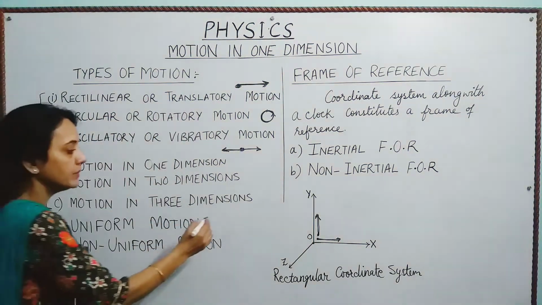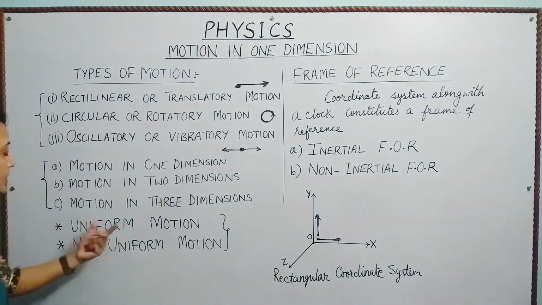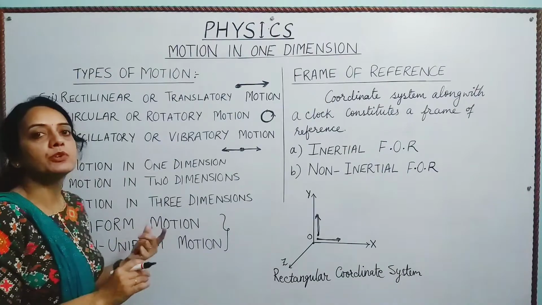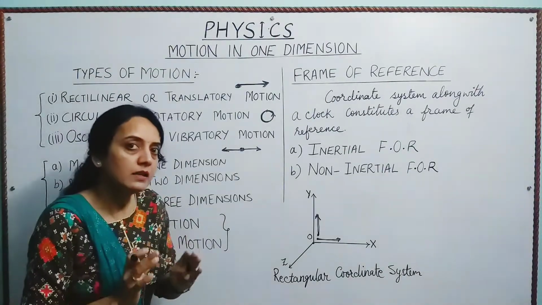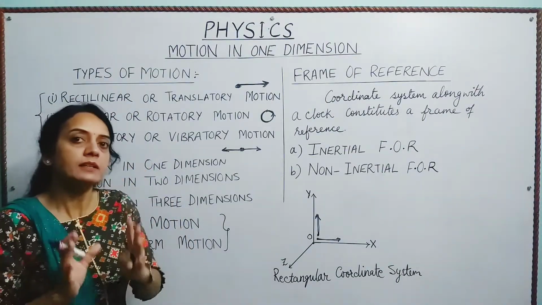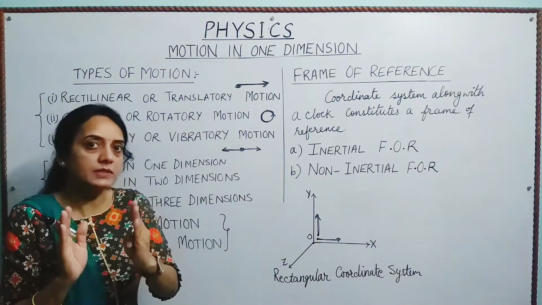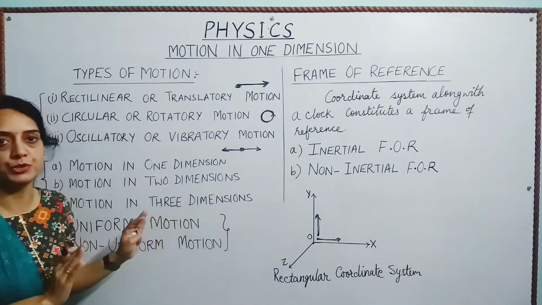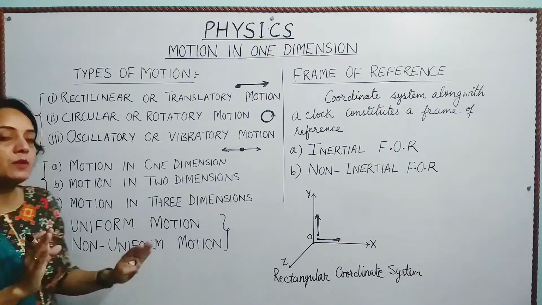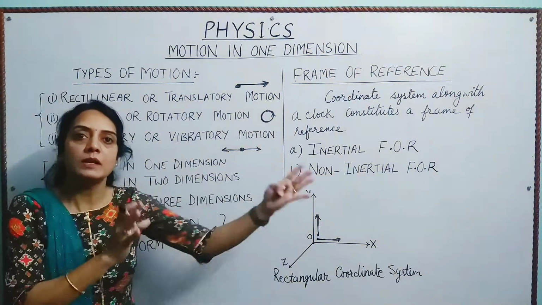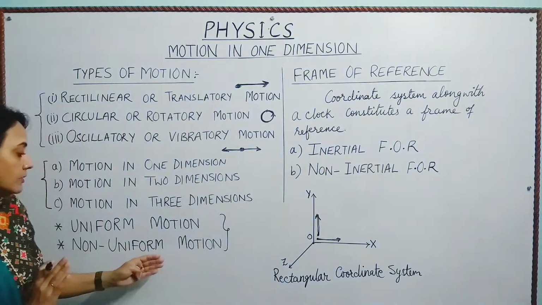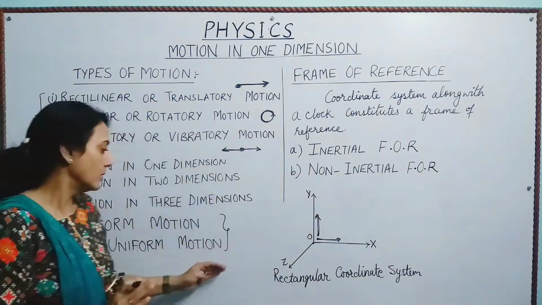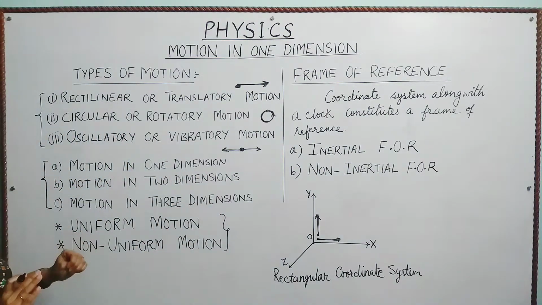Now further we will come across these two words, uniform motion and non-uniform motion. Uniform motion is when a particle or an object covers equal distances in equal intervals of time, then we call it uniform motion. And when an object covers unequal distances in equal intervals of time, then we call it non-uniform motion.